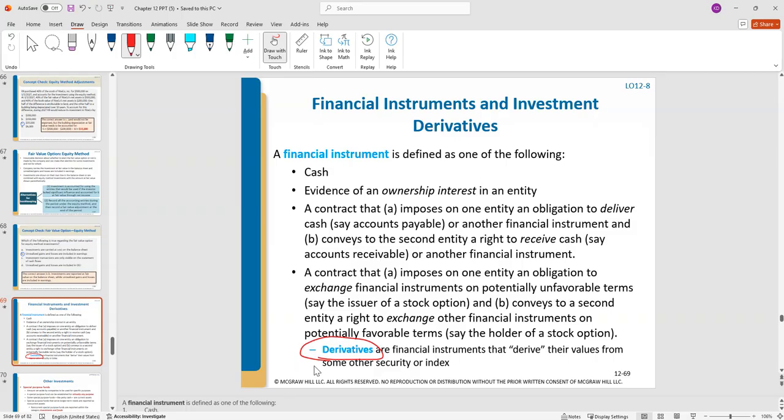Right? In that situation, the option is worth 10 bucks because you could exercise the option and then sell it and make $10. In other words, the value of that option derives from and is connected to something else, the value of the stock.